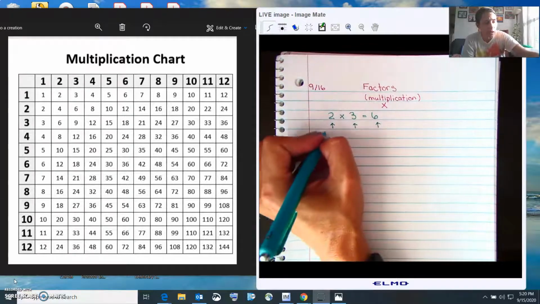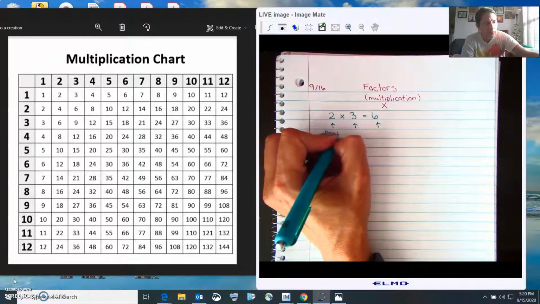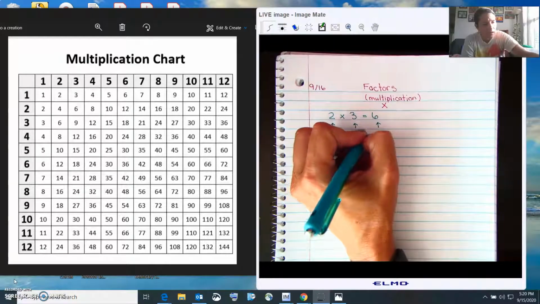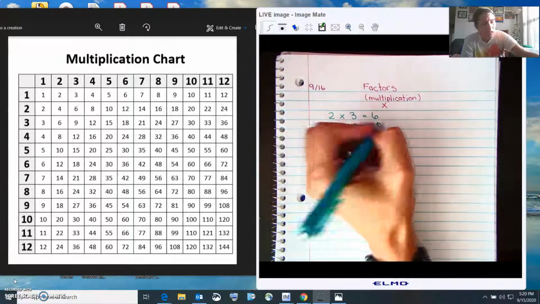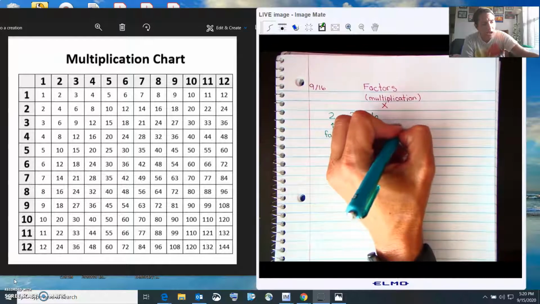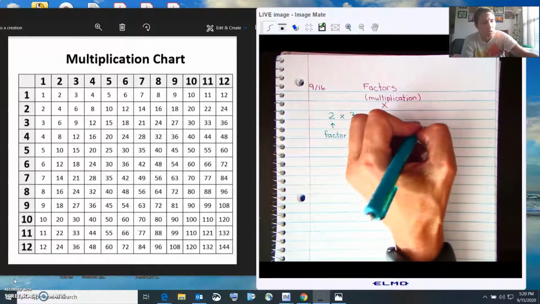Okay, so I'm going to label that. So factor, this is a factor. This is a factor. And then the answer is called a product. So if it asks for the product, that always means that you're going to multiply.